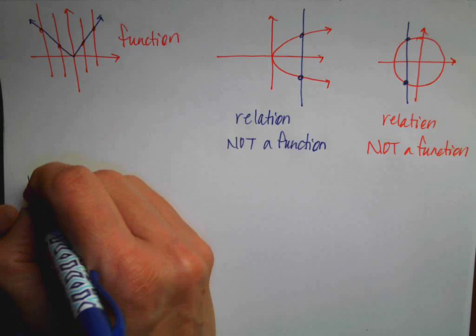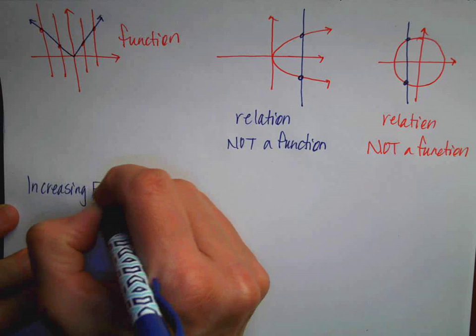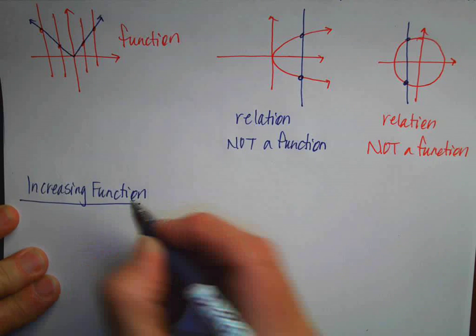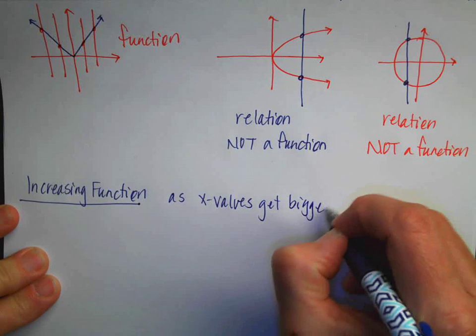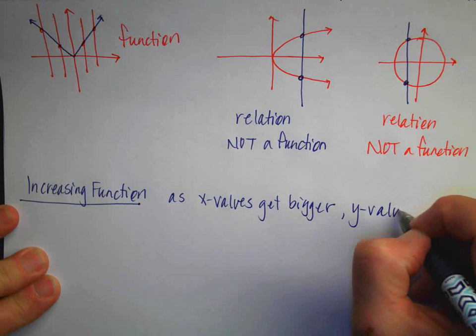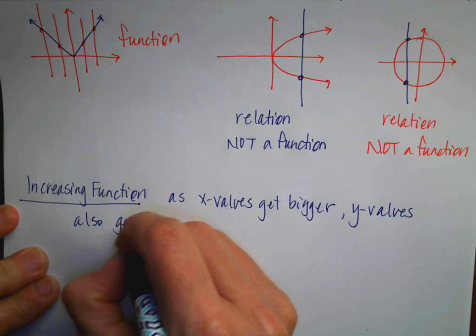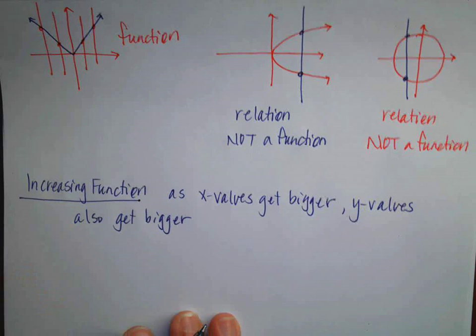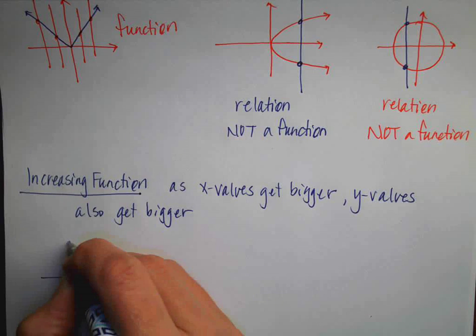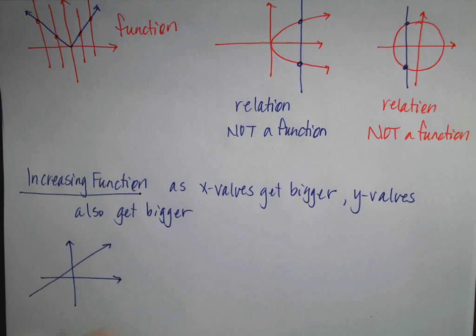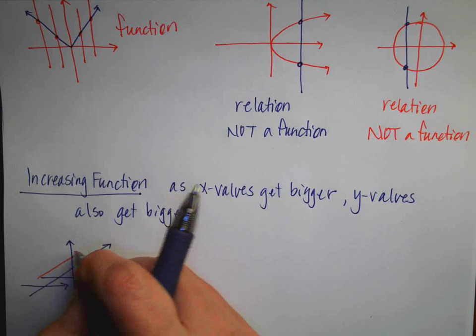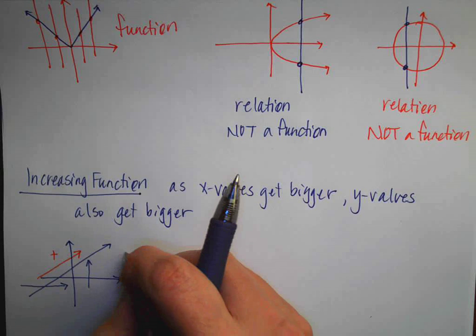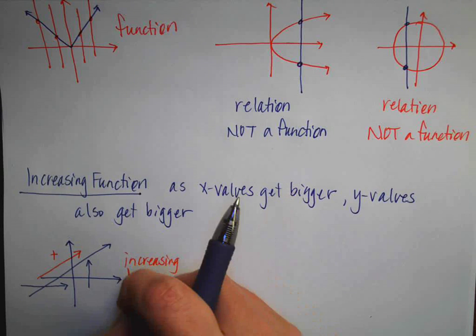Alrighty, the next thing that we want to talk about is an increasing function. So the definition of an increasing function: as the x values get bigger, then the y values also get larger. Okay, so that would be your definition. Here's what it's going to look like. So if I have a function, let's say it looks like this, as my x values get bigger, my y values are getting bigger. Okay, another way to think about it is the slope of the graph is positive, and so this would be an increasing function.